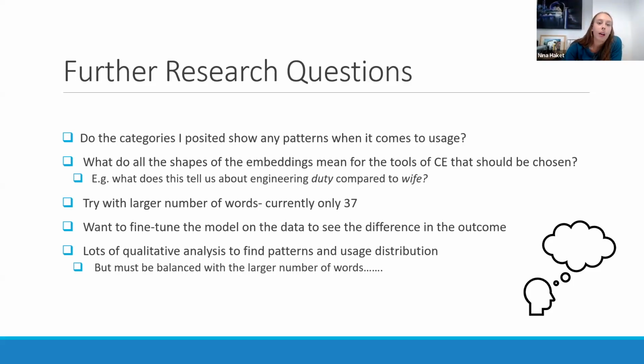I also want to try it with a large number of words. At the minute, I've only run this on 37 words. And I also want to try fine-tuning the model on my actual data to see if that changes anything, and potentially try some other different models as well. And mainly the thing I'm going to have to do a lot of is qualitative analysis to try and find these patterns in this distribution and this usage. Like with wife, I haven't quite got there yet in terms of what the distinction there is.